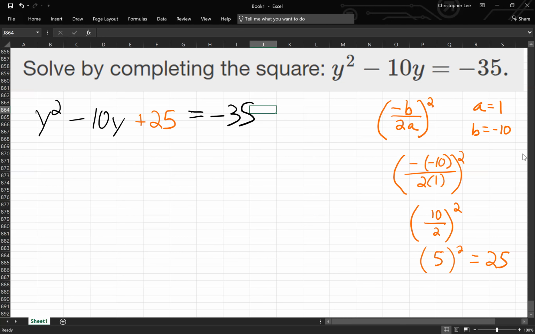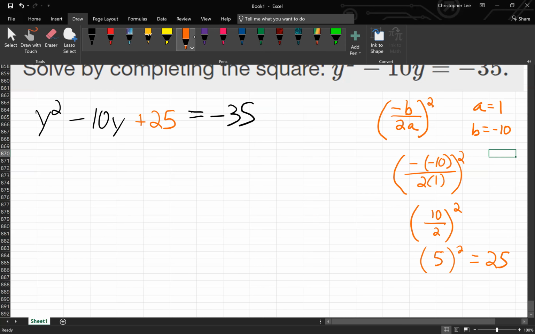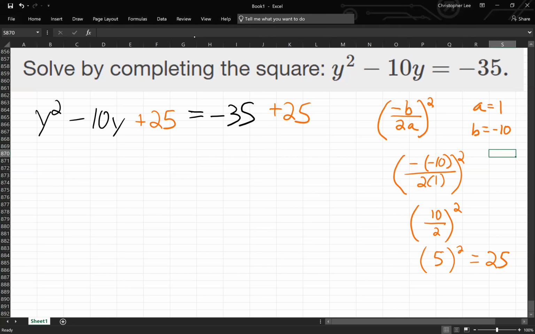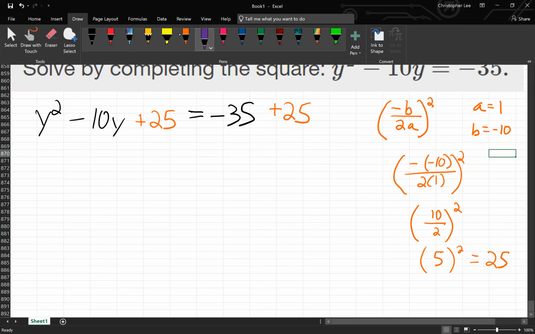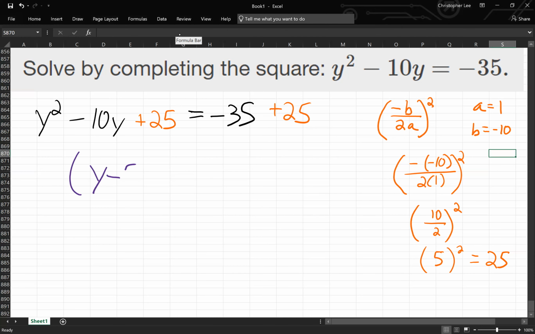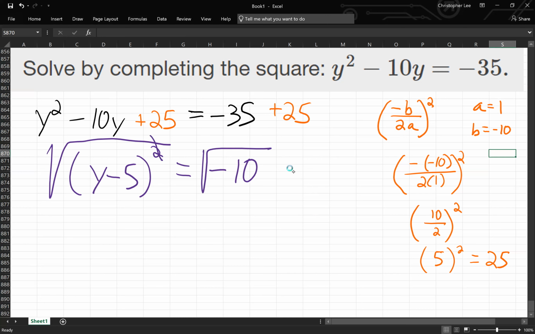Let me move that over here real quick. Sorry about that. And then plus 25. And then after that, just do your math, nothing crazy. So I got y minus 5 squared is equal to, what's this? Negative 10. Excellent. After that, just solve for y. I'm gonna square root this to get rid of the square here. But what I do to one side of the equation, I must do to the other side of the equation. So this becomes what? Y minus 5 is equal to plus or minus what?